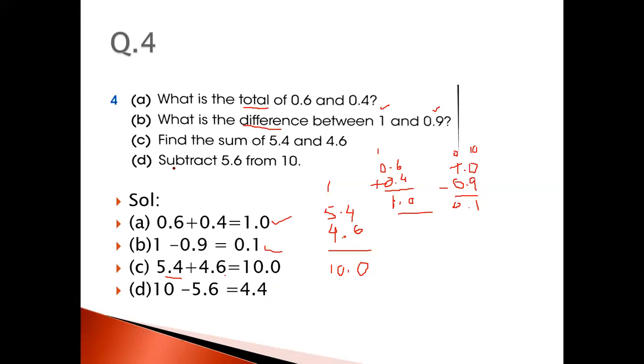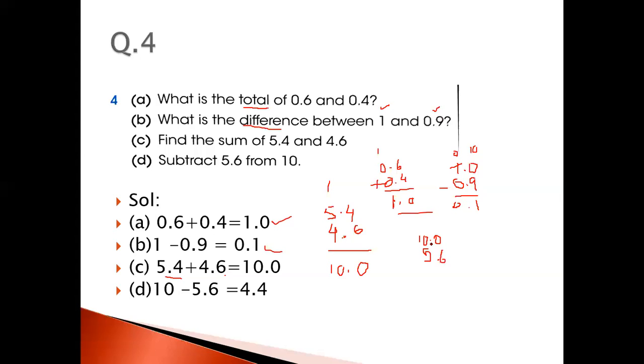Next question is the D part, subtract 5.6 from 10. It means we are going to do it this way. 10 is a whole number. We will write it in the form of a decimal. 10.0 is also equal to 10, so we will choose this form of the number 10. Now we are going to subtract 5.6, so we will write the fractional number below this one. This is our 5 and this is our decimal 6, 5.6.